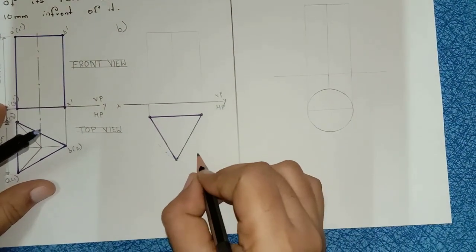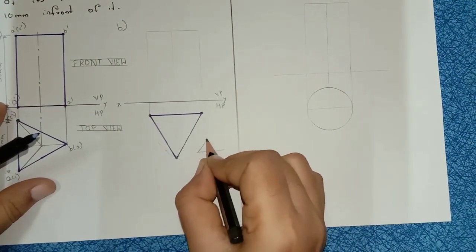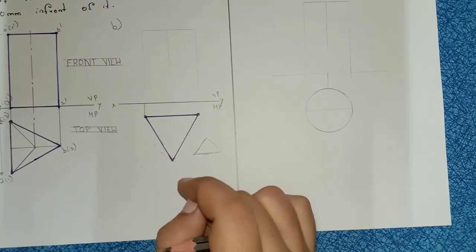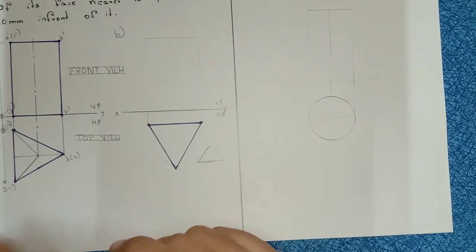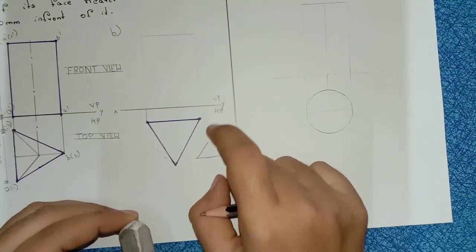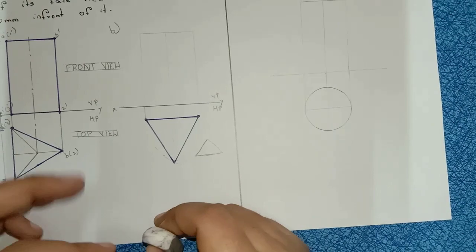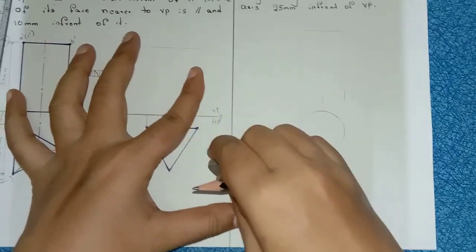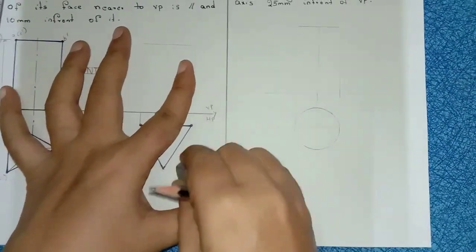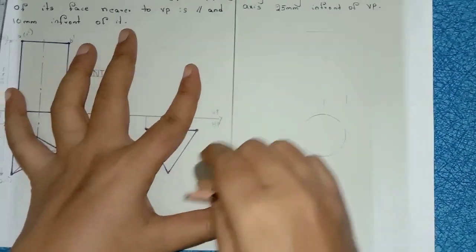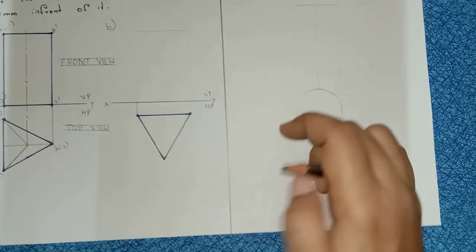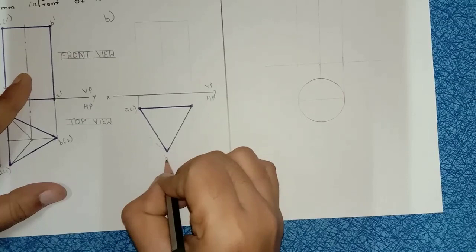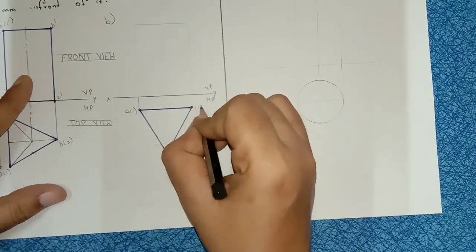Students may get confused, because we can draw the triangle like this also. This side is also parallel to VP. But here they mention the condition that it should be nearer to VP. This one is not nearer to VP, it is farther from VP. So I am constructing the triangle like this. After constructing the triangle, mark the points and name them as a of 1, b of 2, c of 3.